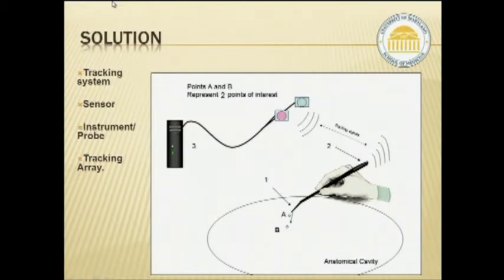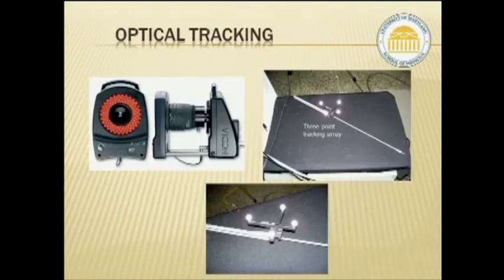Basically, we put a tracking array at the external, extracorporeal end of the probe or instrument, and then at the distal tip, we're able to select specific points, or we're able to track a series of points.